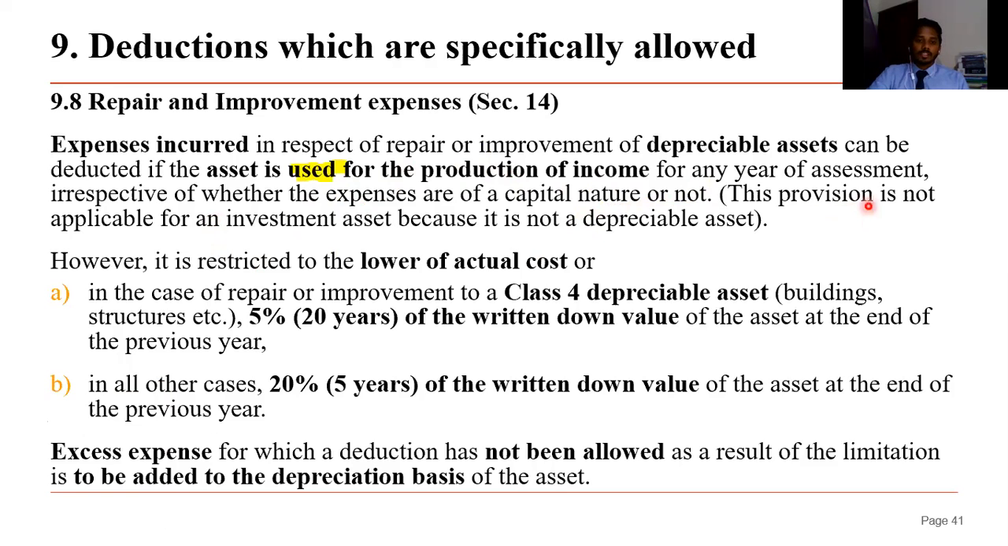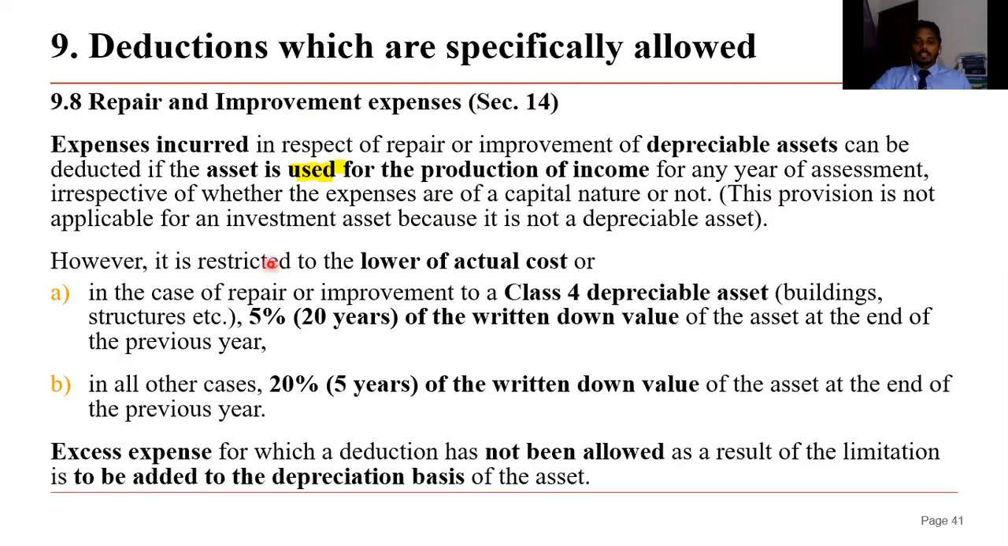This provision is not applicable for investment assets because it is not a depreciable asset. So you need to be careful: if it is an investment asset, then you can't claim repair and improvement expenses. For an investment asset, let's say you have rent income, then you can claim a 25% repair allowance out of that. Then it is not subject to the normal repair and improvement adjustment. It is not coming under section 14 adjustment.